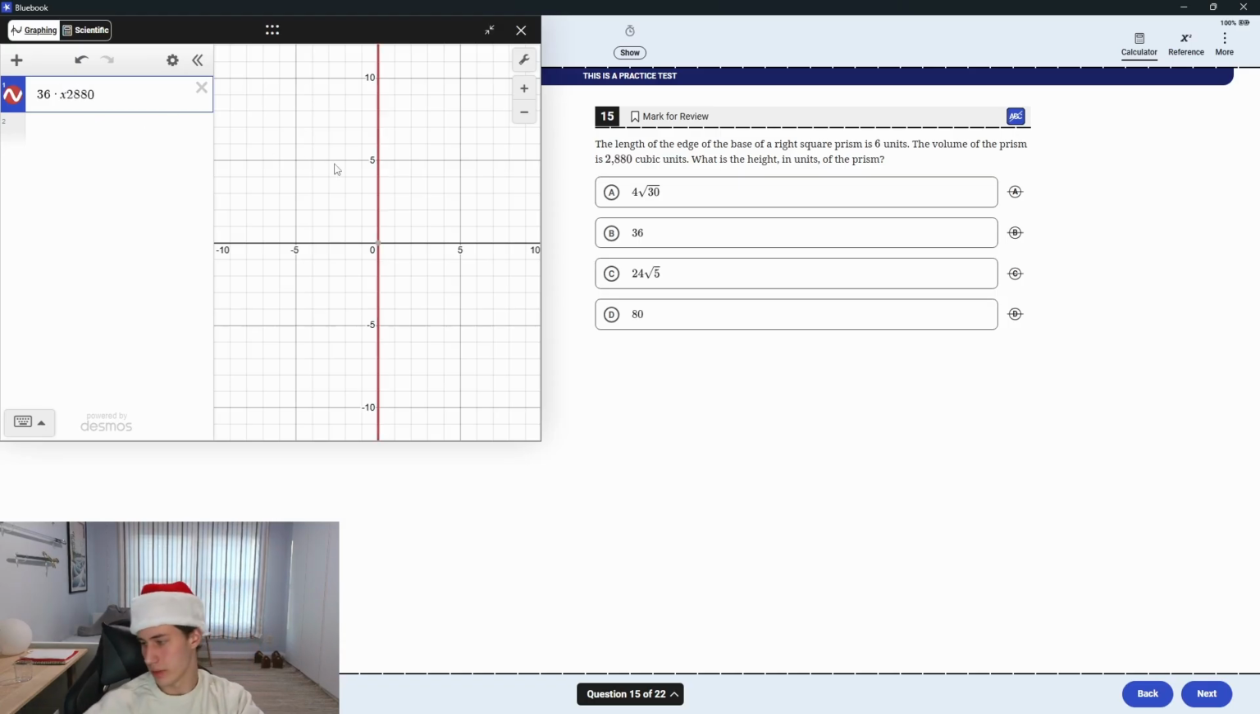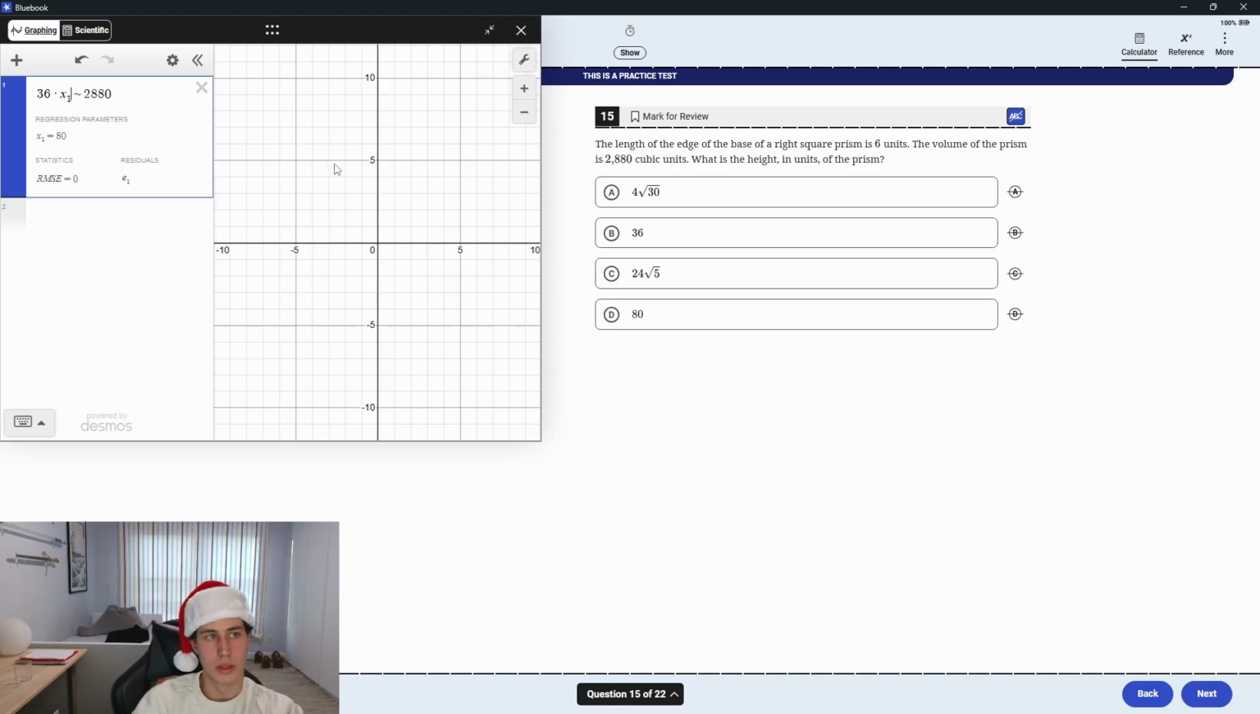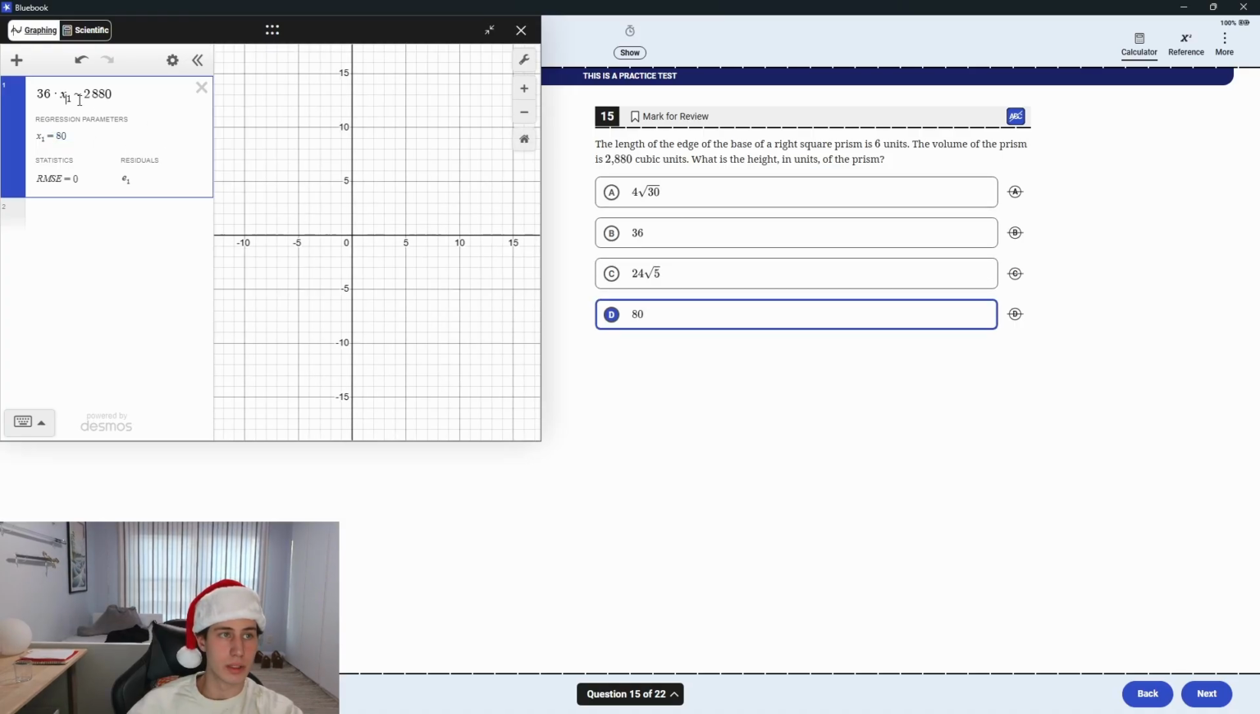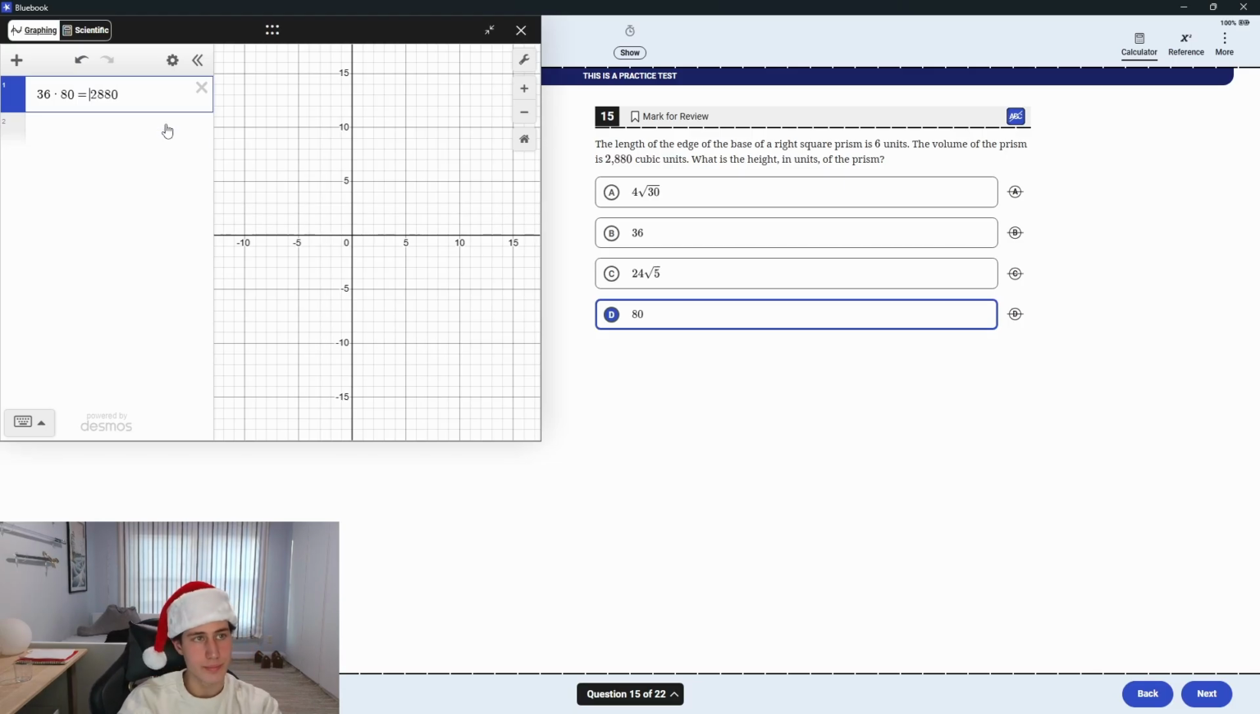So in this case, we're going to have to solve for x. And in this case, x is 80. So that's our height. Our height would be 80. So if we plug that back in, we get 2,880. So that is our correct answer.